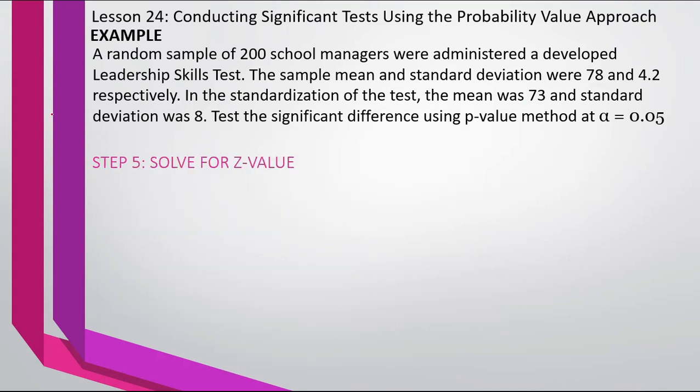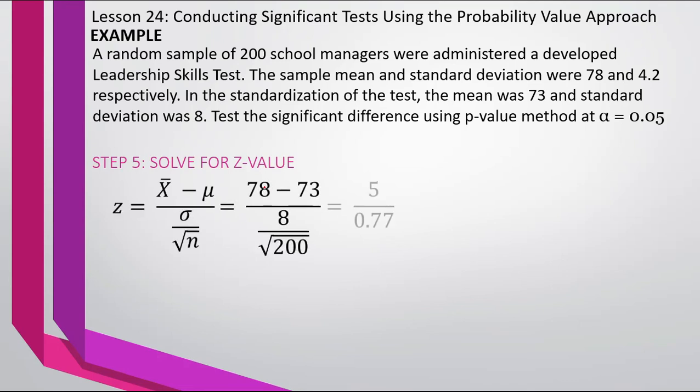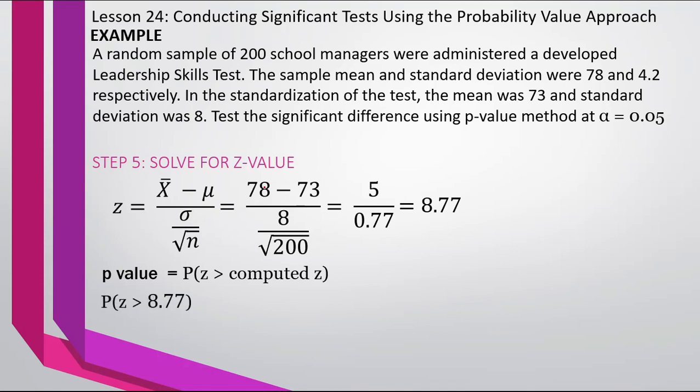Level of significance, 0.005. I mean, 0.05. Very good. Next, we solve for the Z value. Same approach lang nung kanina, which is equals to 8.77. There, and then, we can now compute the P value. For the probability of Z that is greater than 8.77.